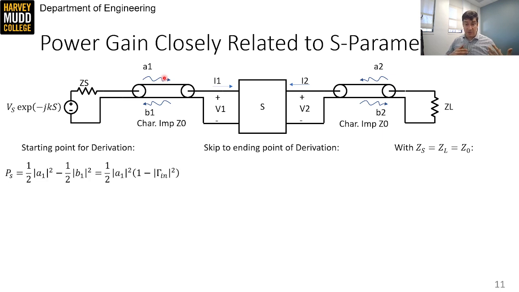The power delivered from our source is the difference between the power in the A1 wave and the power in the B1 wave, and we can express that in terms of gamma in if we want to eliminate B1 from the expression. So we skip the derivation of referring that back to VS, but we can take a moment to understand what each term in the equation means. This first fraction represents the power launched into the line. The second represents some kind of conversion factor between A1 and VS. And the third is the 1 minus gamma in squared expression that we saw in our starting point.